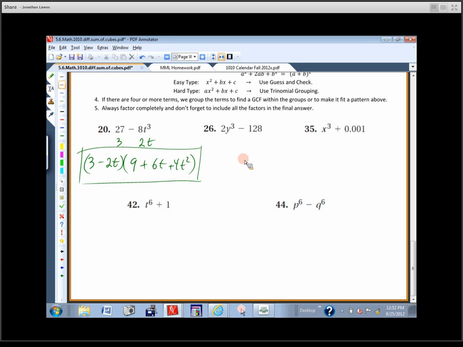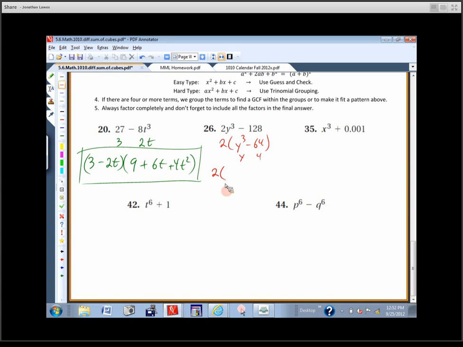Two terms. Wait a minute. Not a perfect cube. So what do we do? Okay, we go back and say, wait a minute. Always take out the greatest common factor. So if I take out a 2, I'm left with a y cubed and a 64. And now I recognize both of those as perfect cubes, of y here and of 4 here.